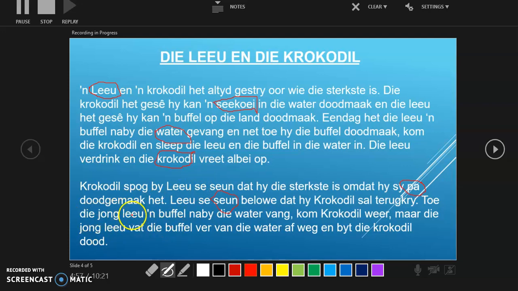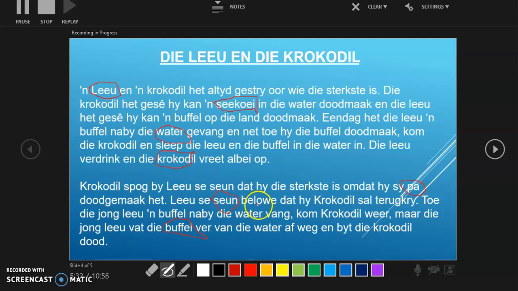Daar is weer 'n leeu, 'n buffel, water, krokodil, leeu, buffel, water, crocodile. All words that you can make a picture from. Right, so I am going to use buffel. Right, so we are through our comprehension and let's look at how many words did I identify.